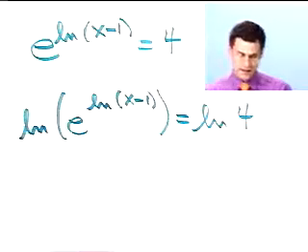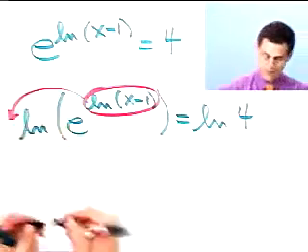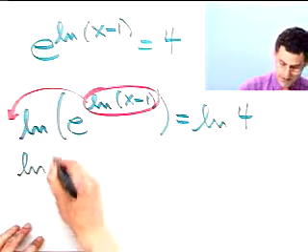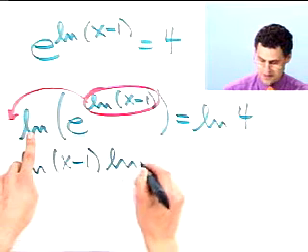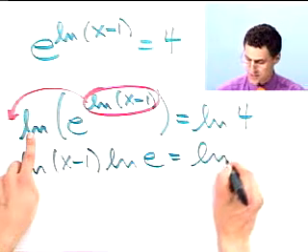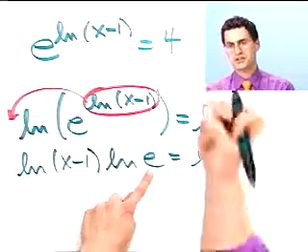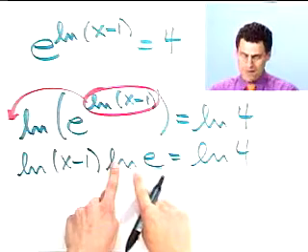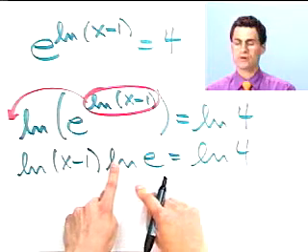Now I use the property of exponents and logs that says if you've got an exponent there, it becomes a coefficient. That's the whole reason why you take the natural log of both sides here. Natural log of x minus 1 times the natural log of e equals the natural log of 4. But what's the natural log of e? Remember that the natural log is log base e. So this is log base e of e. So that's what I have to raise e to in order to get e.